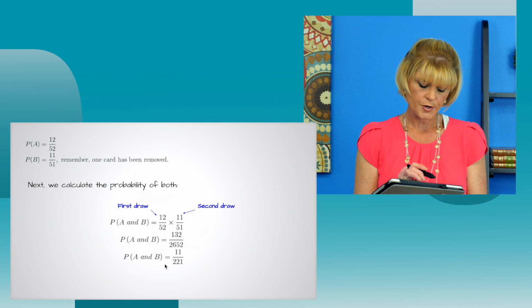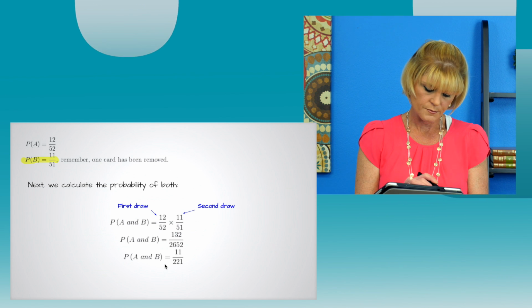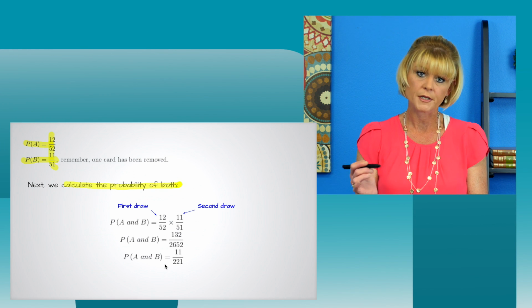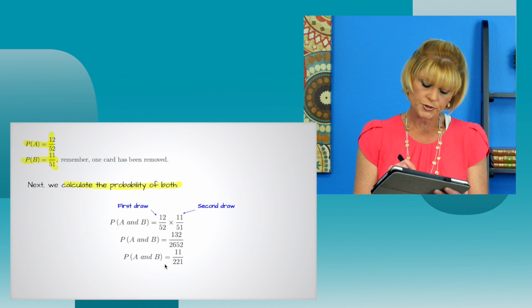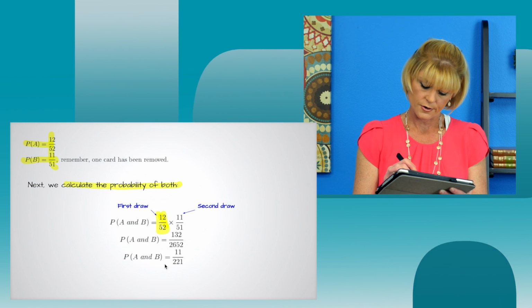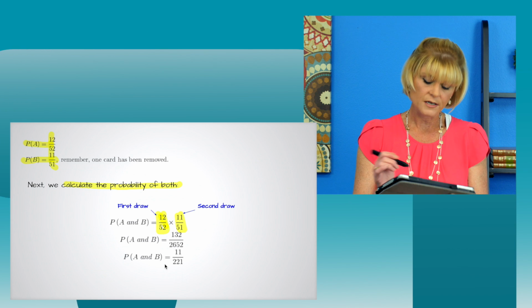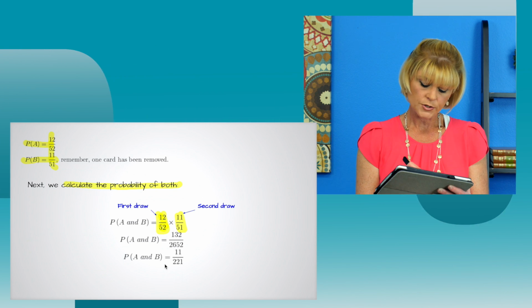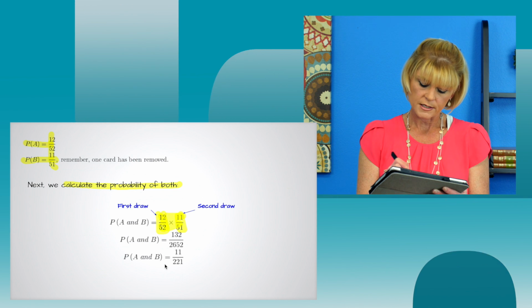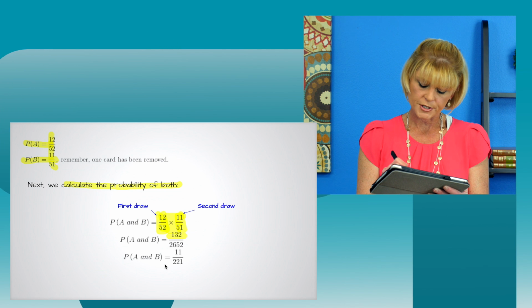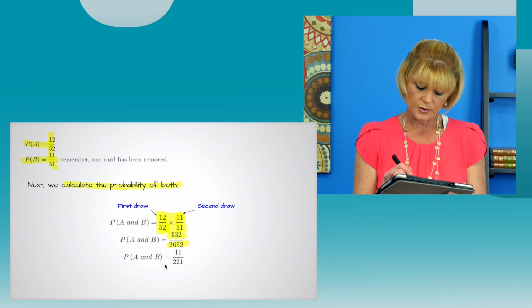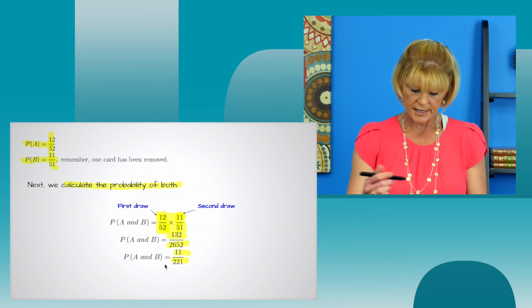Let's put our probabilities back up here again for A and B. Now what we have to do is calculate the probability of both. We've got our first draw, 12 over 52, and our second draw, 11 over 51. Then all we have to do is multiply them. So to find the probability of A and B, we multiply these two and we get 132 over 2,652. Simplified, we get 11 over 221.